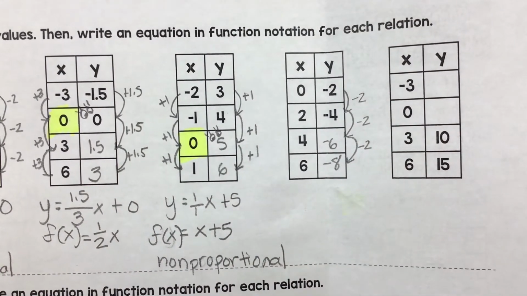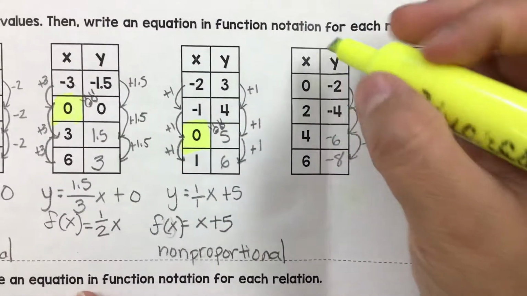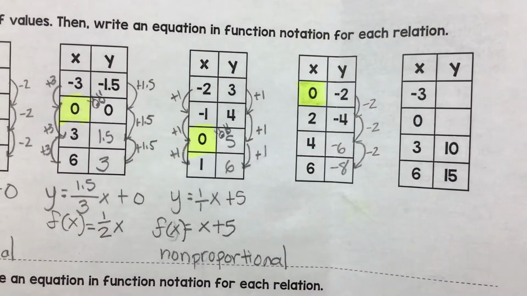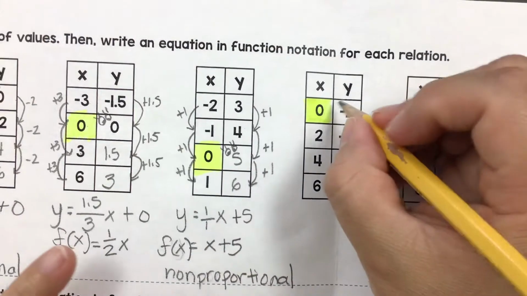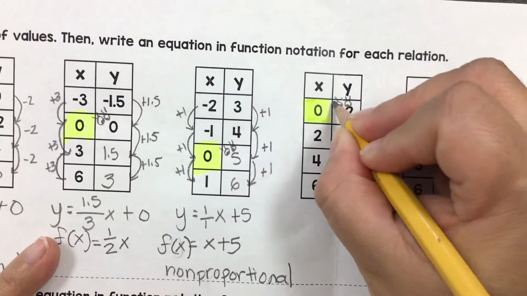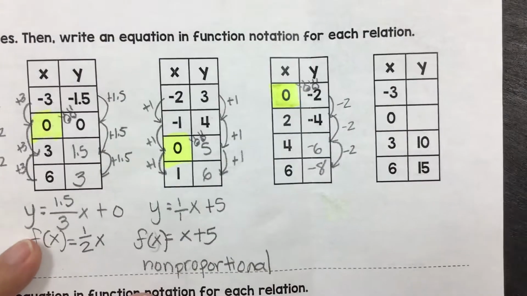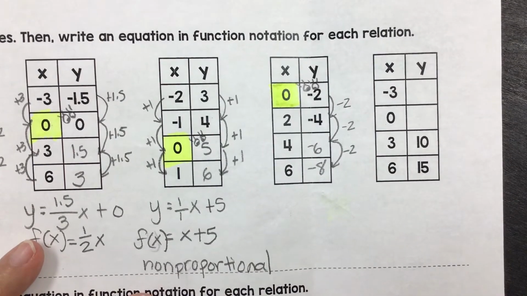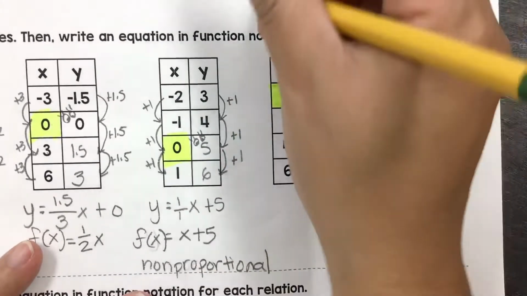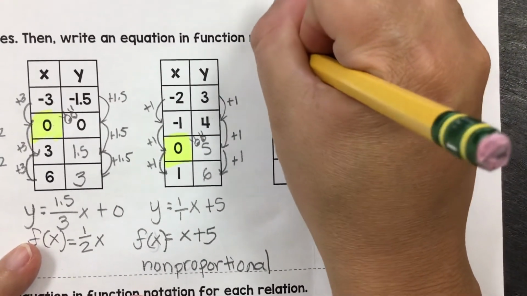Remember, what we're looking for is this right here, to find the y-intercept, and this is the one you have to look at. If it's not 0, then it's non-proportional. I'm going to write it up here this time because there's very little space down here. This is non-proportional.